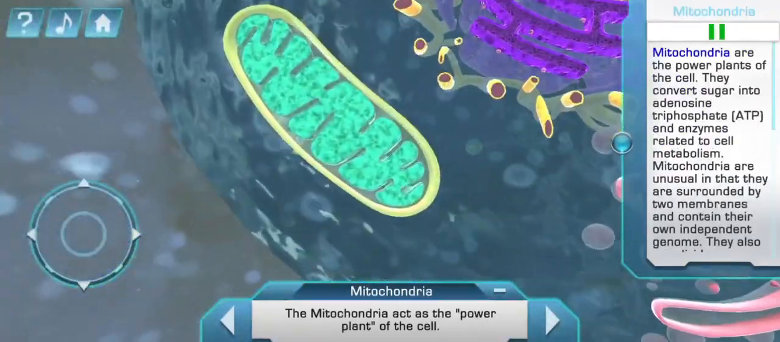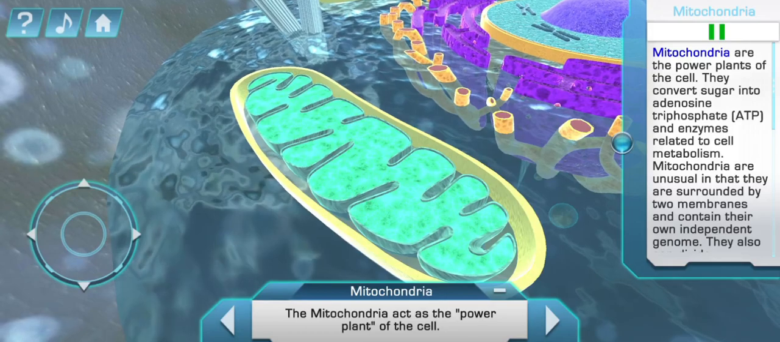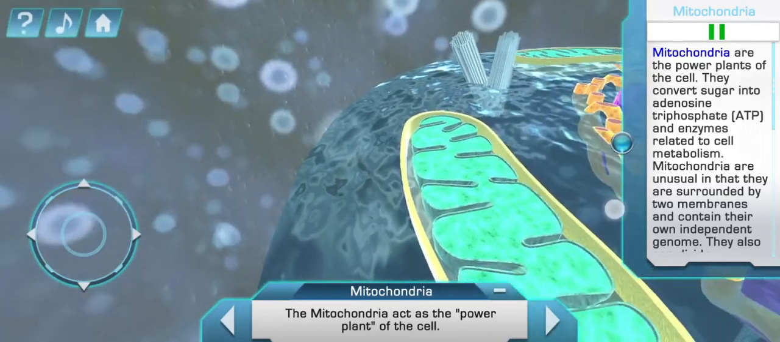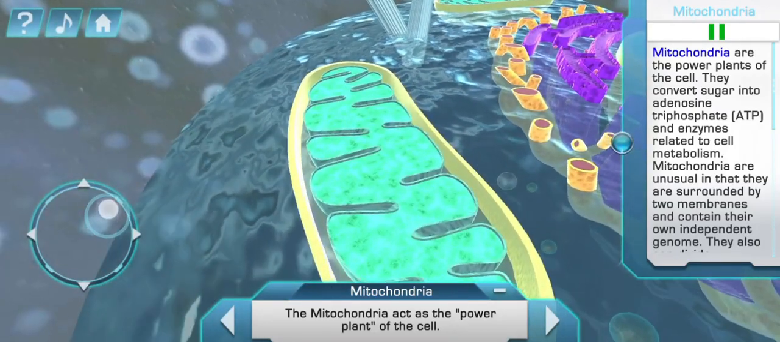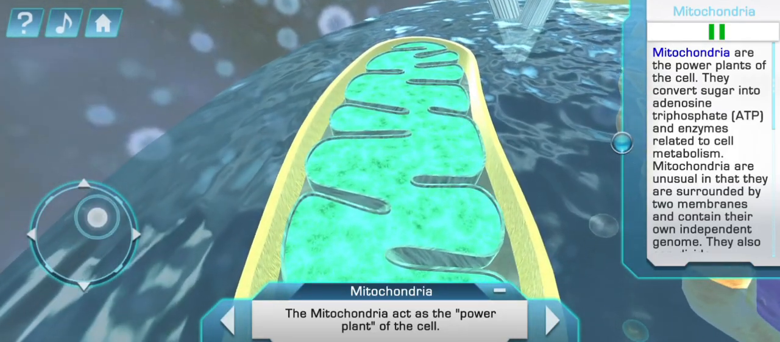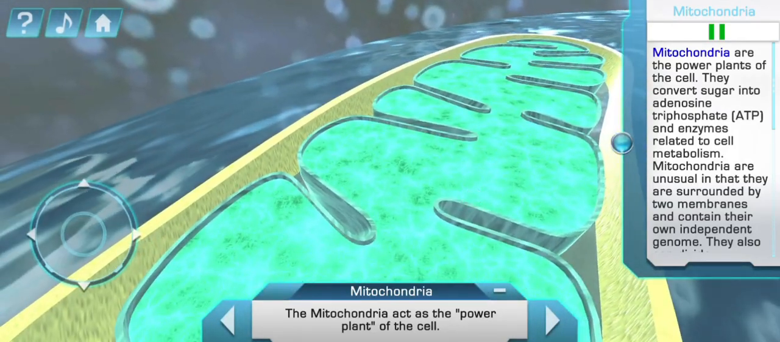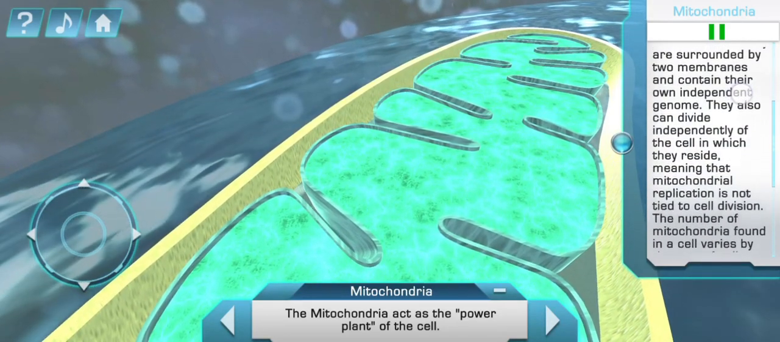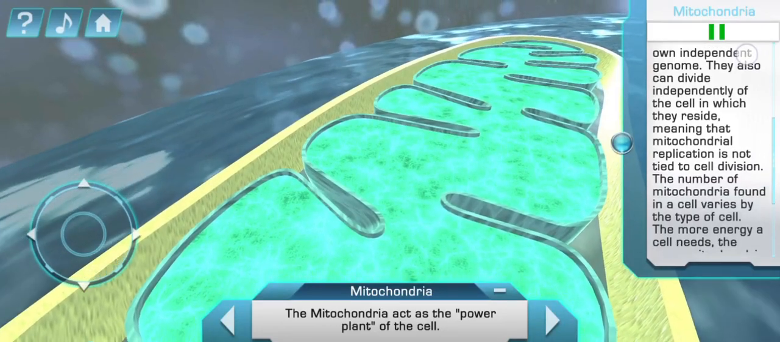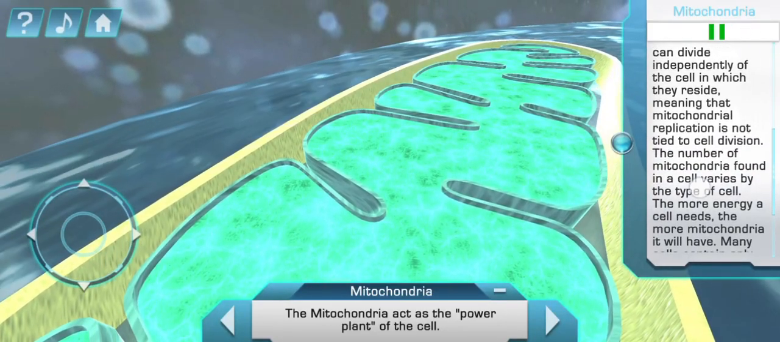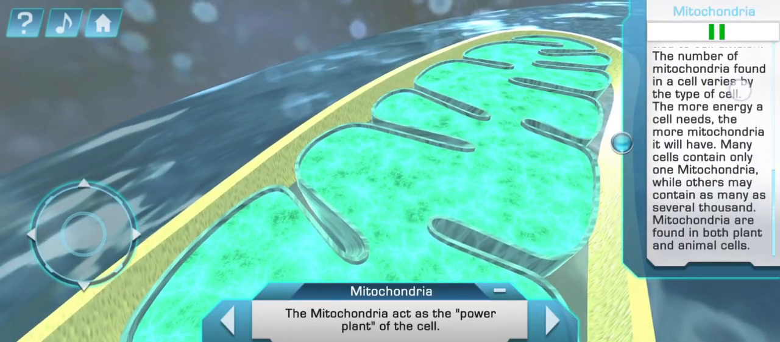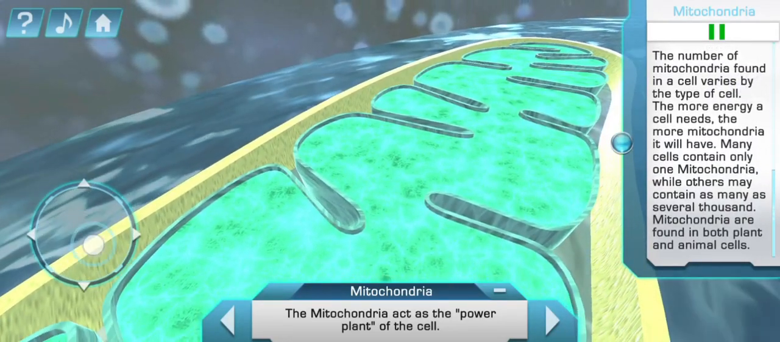Mitochondria are the power plants of the cell. They convert sugar into ATP and enzymes related to cell metabolism. Mitochondria are unusual in that they are surrounded by 2 membranes and contain their own independent genome. They also can divide independently of the cell in which they reside, meaning that mitochondrial replication is not tied to cell division. The number of mitochondria found in a cell varies by the type of cell.